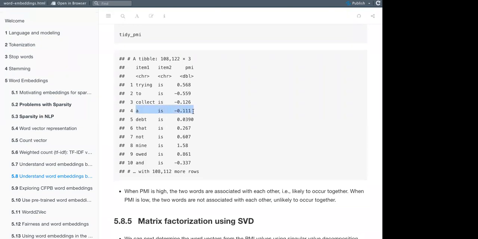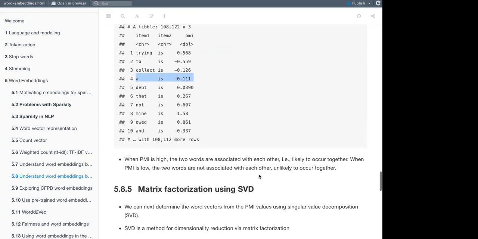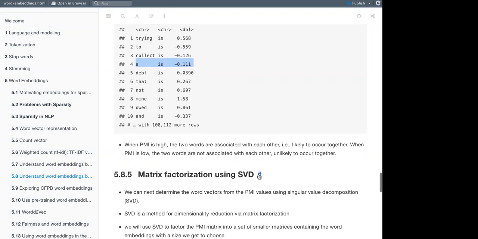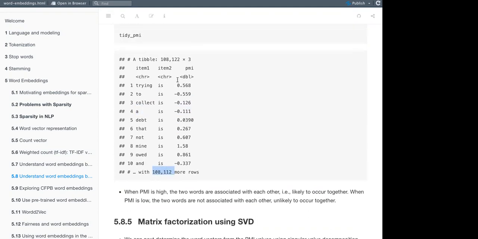This one, you can see it's negative, right? So this PMI is telling you that they don't really occur together. When PMI is low, the two words are not associated with each other, unlikely to occur together. So that is the second step. We create numbers like these, which show us how they co-occur.